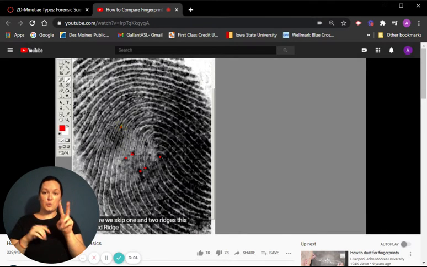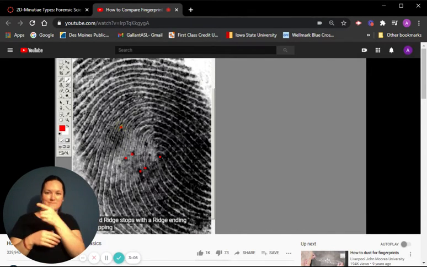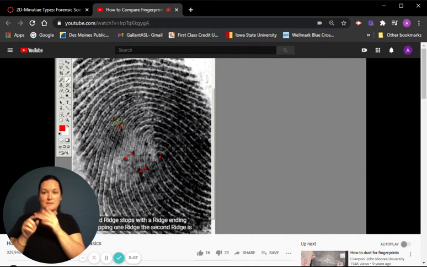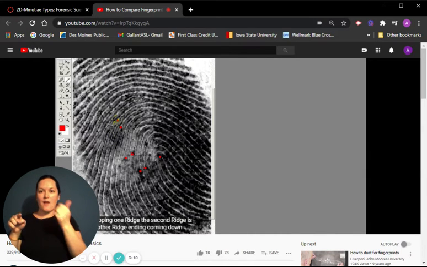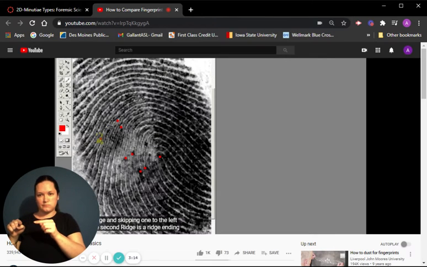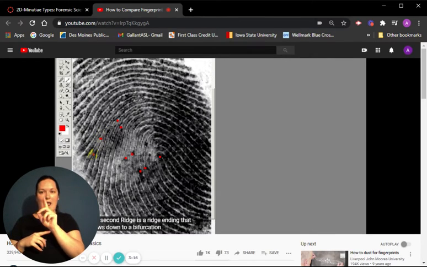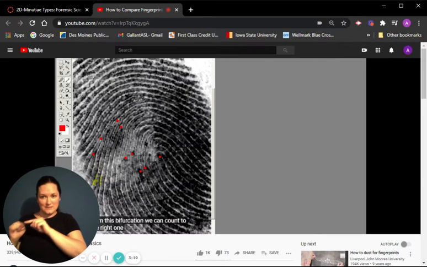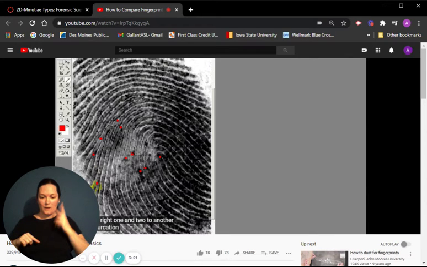This third ridge stops with a ridge ending. Skipping one ridge, the second ridge is another ridge ending. Coming down this ridge and skipping 1 to the left, the second ridge is a ridge ending that flows down to a bifurcation. Counting from this bifurcation, we can count to the right 1 and 2 to another bifurcation. Skipping 2 ridges, the third is another ridge ending.